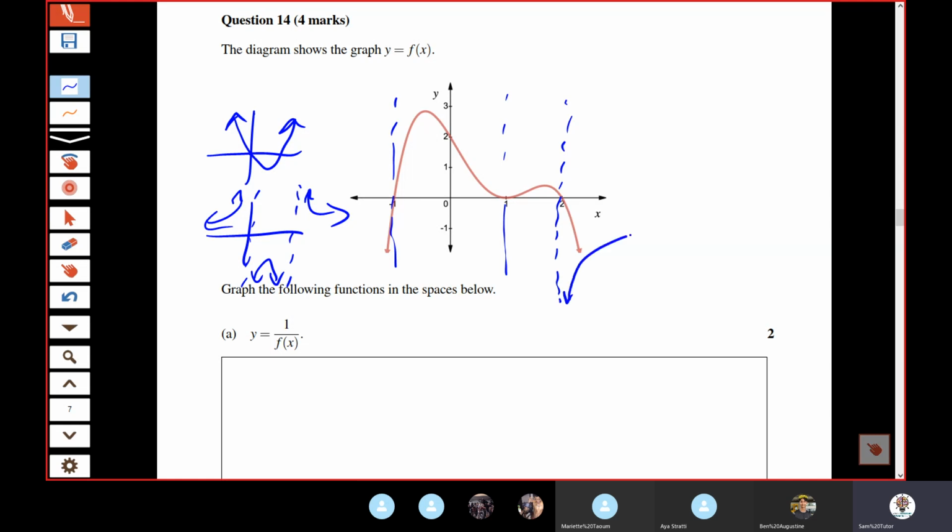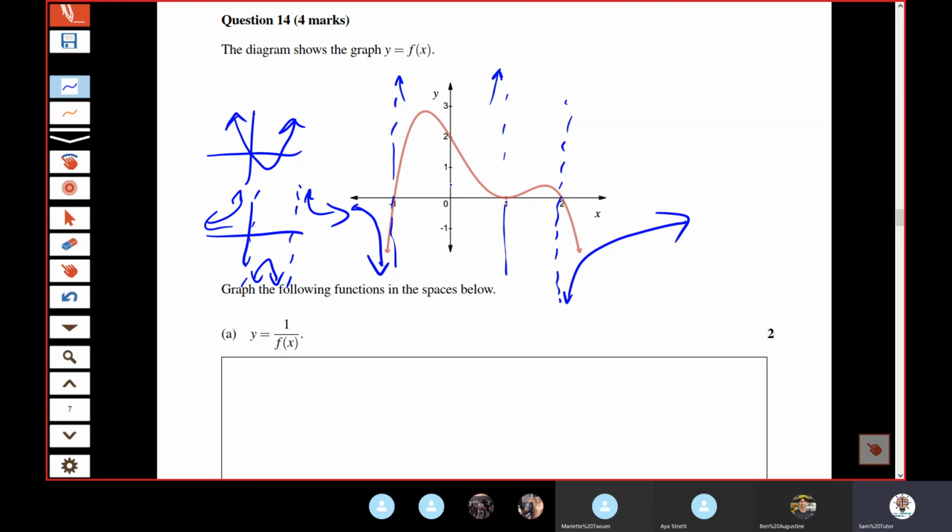Down here will look like this. 1 over small is very large. 1 over large is very small. Down here will also look like this. Okay, in the middle somewhere. All right, 1 over small, very large. Maria, you agree with that? 1 over small, very large.